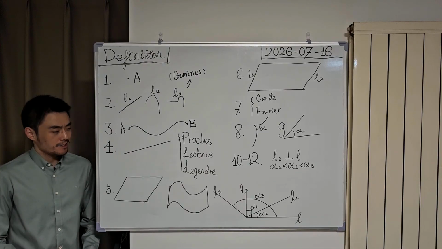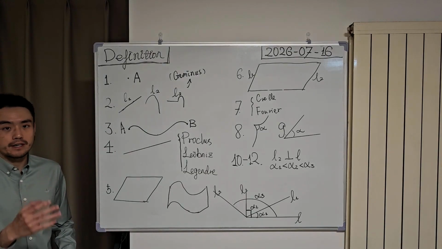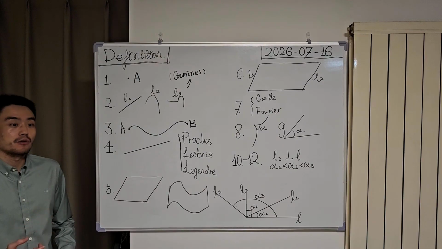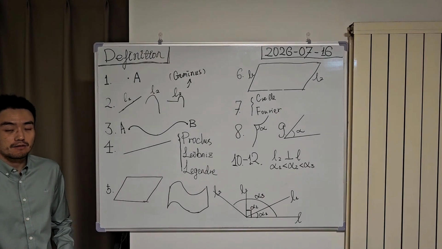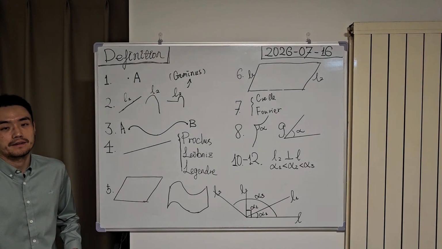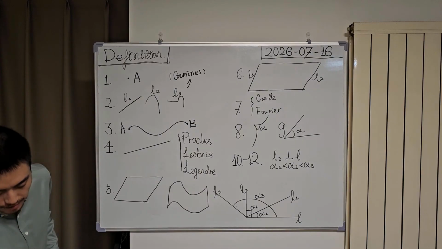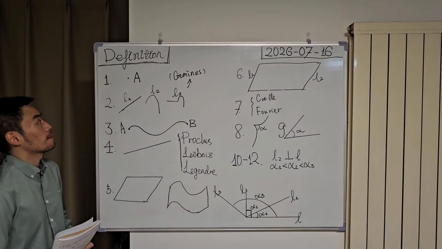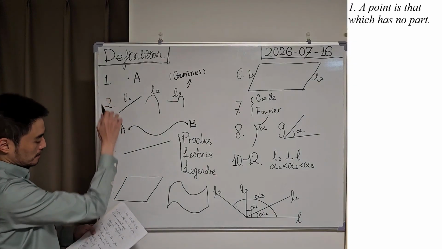Good evening. In this video, we are going to quickly go through in total 23 definitions from the Elements Book 1. Okay. So let's start. We have definition 1 here.